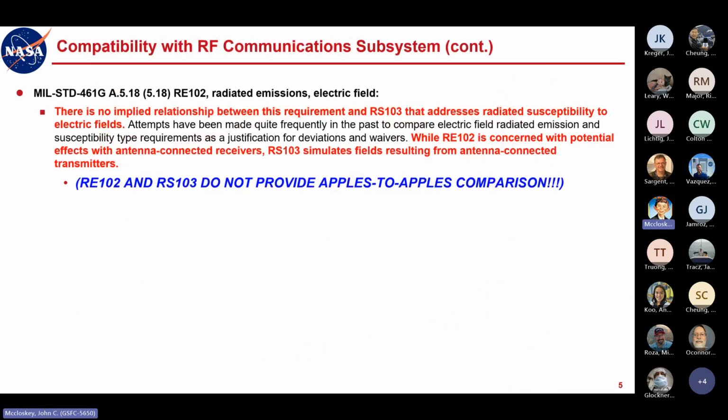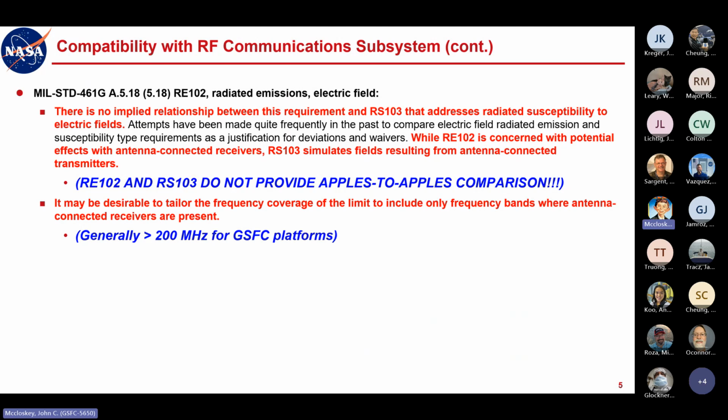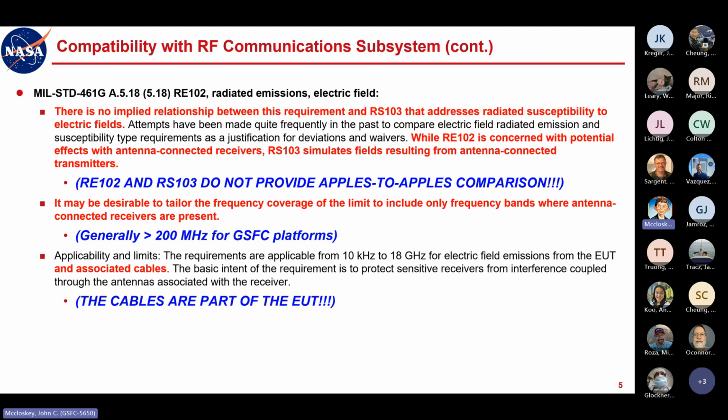So, okay, next chart here is just quoting chapter and verse from the Mil Standard, underscoring what I just said. And then another statement here: it may be desirable to tailor the frequency coverage of the limit to include only frequency bands where antenna connected receivers are present. Now, this is generally above 200 megahertz for Goddard platforms. So that is our default in the GEVS, that we apply RE102 only above 200 megahertz.